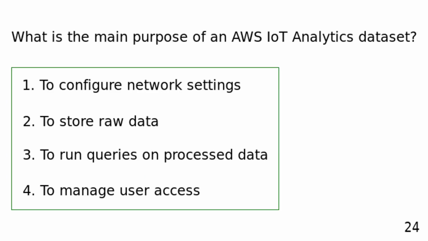What is the main purpose of an AWS IoT Analytics dataset? To configure network settings. To store raw data. To run queries on processed data. To manage user access.